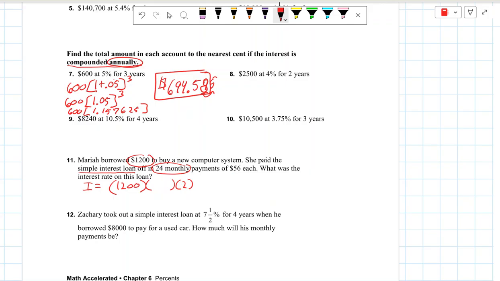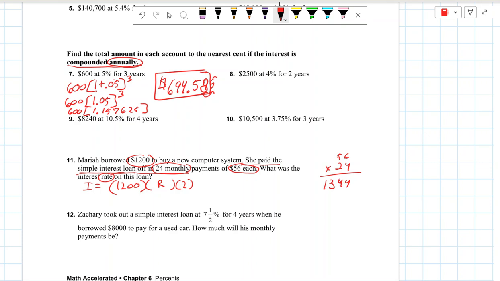And our rate, well, it doesn't give us the rate. It's asking for the rate. So we don't know the rate. Well, what do we do here? Well, we do know that she paid the simple interest loan off in 24 monthly payments of $56 each. Let's do some math. 24 times 56 on our calculators is 1,344, for that's what the computer cost.